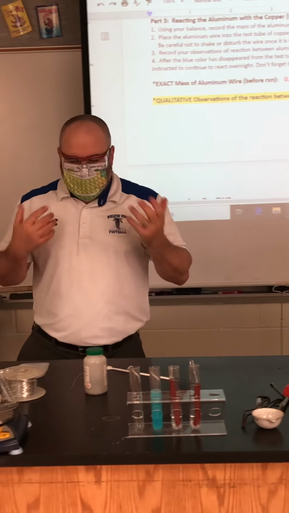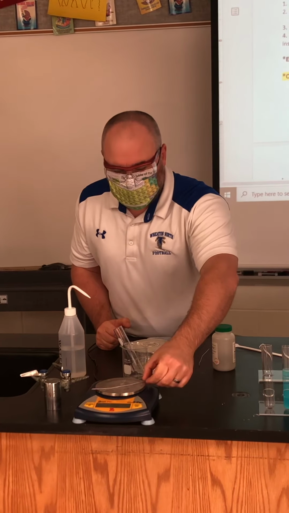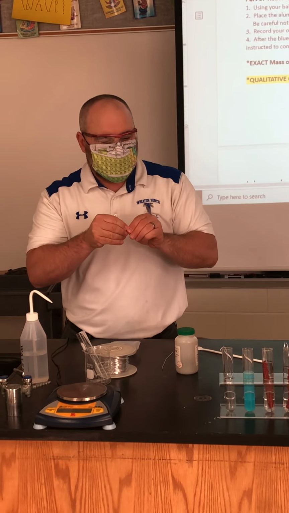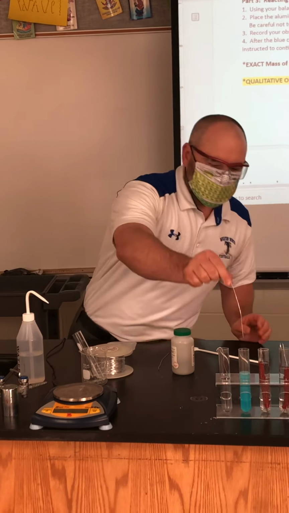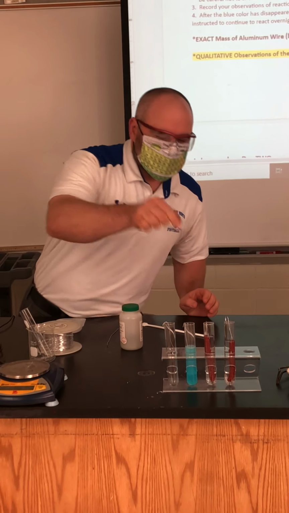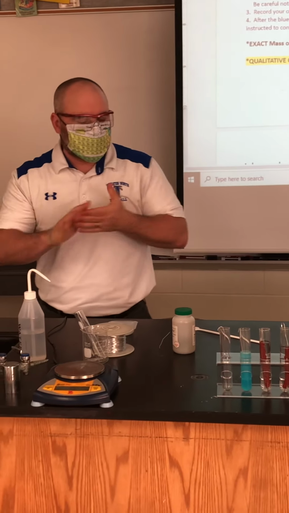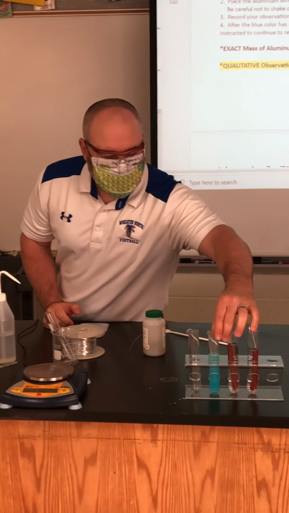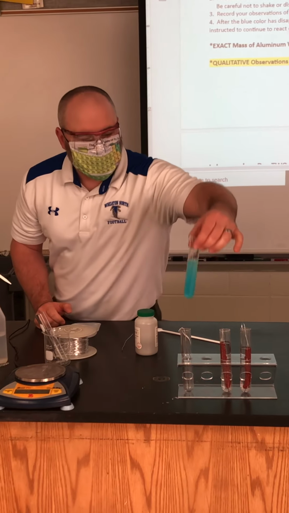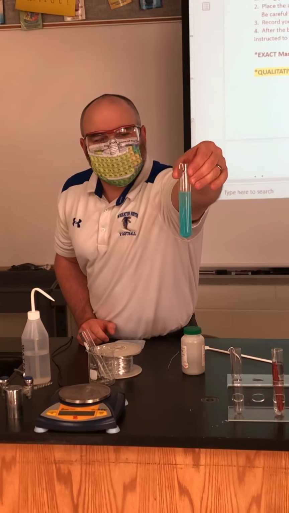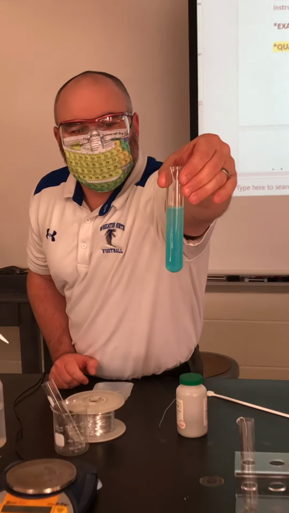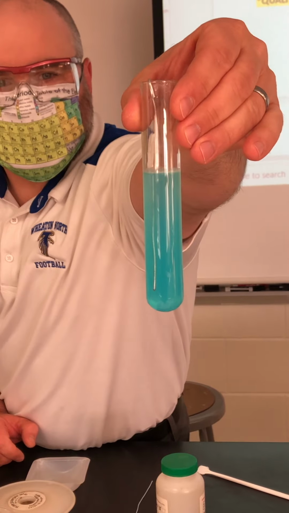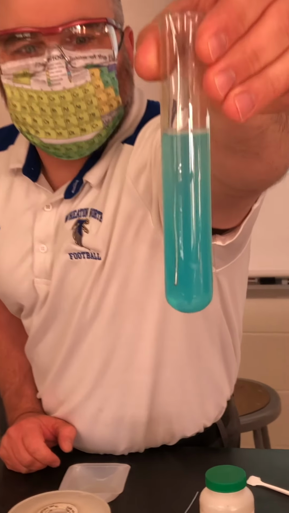Okay? Now what I'm going to do is I'm going to take that aluminum wire and I'm going to insert it into the copper 2 chloride and it's going to begin to react. Now, as it's beginning to react, you're going to observe what's occurring as it's reacting. And I'm going to hold it up, and what you can see, if you come in closely, you can see that it's starting to turn brown. There's a little bit of bubbling that's occurring, and there's a brown substance forming on the outside of the wire.